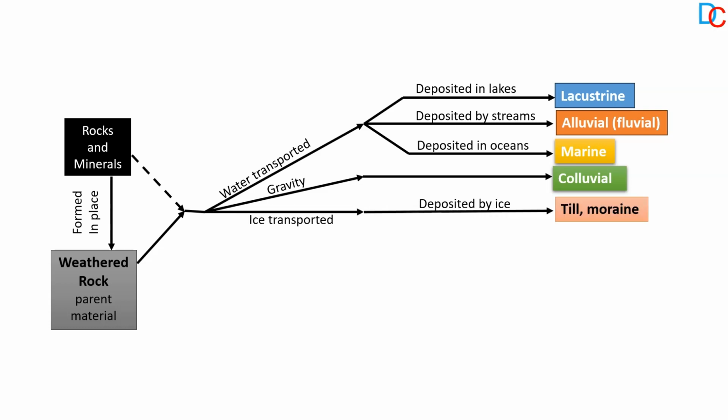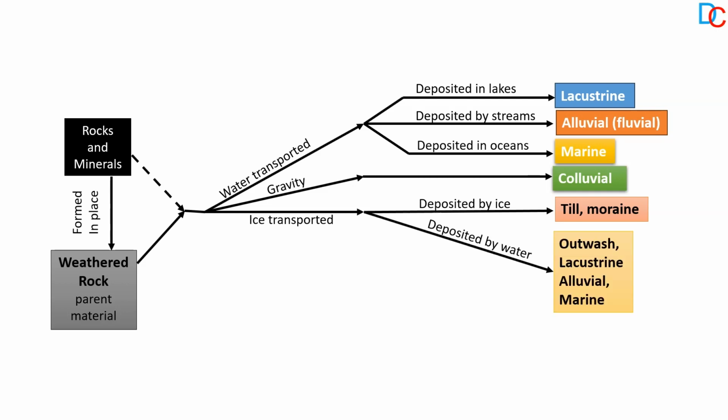Till is an unsorted material, deposited directly by glacial ice, and showing no stratification. Outwash deposits are glaciofluvial deposits of sand and gravel that are carried by running water from the melting ice of a glacier and laid down in stratified deposits.